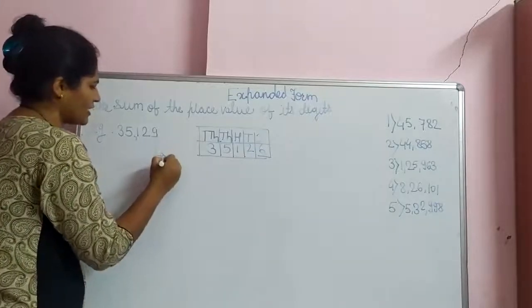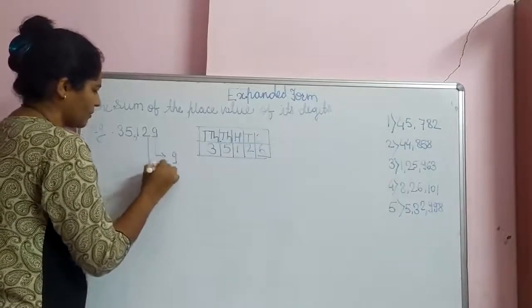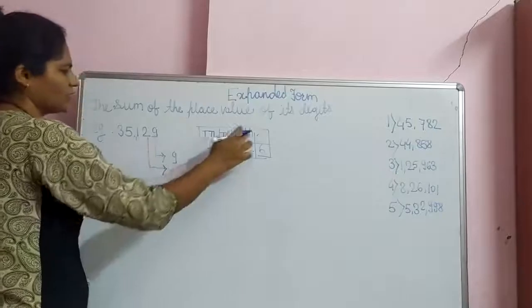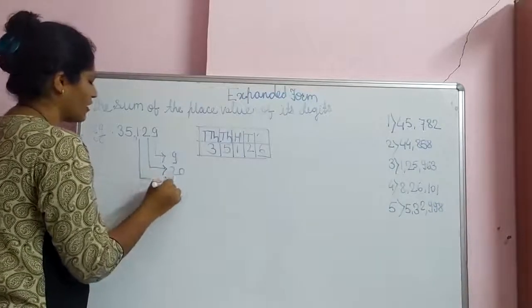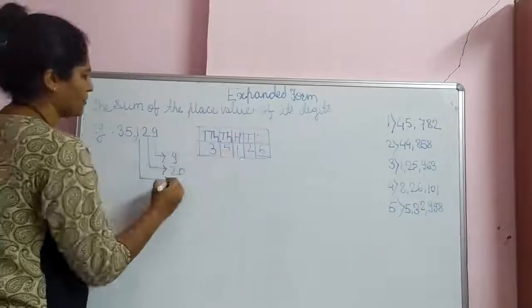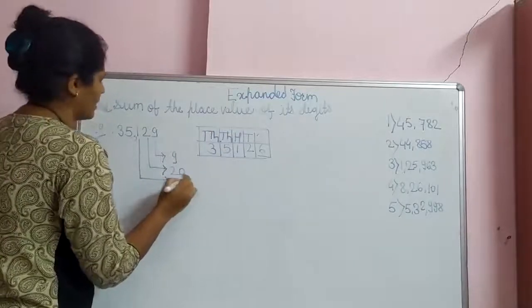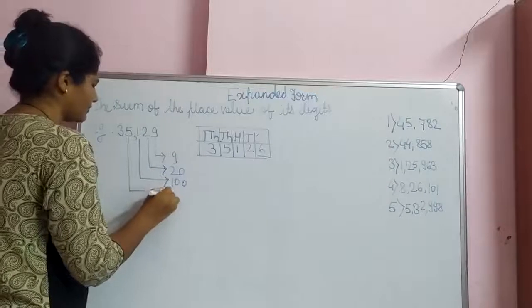Place value of this 9 is a 9. Place value of this 2. What is it? Tens, means it is a 20. Place value of 1. It is on which place? 100 place. So what is it? 100. Next is a 5.